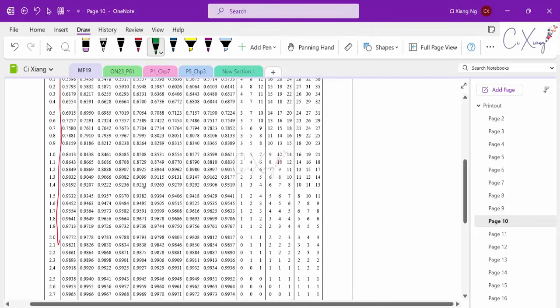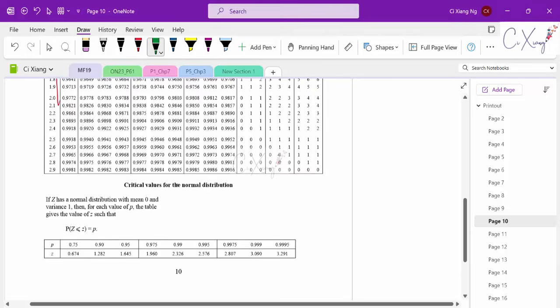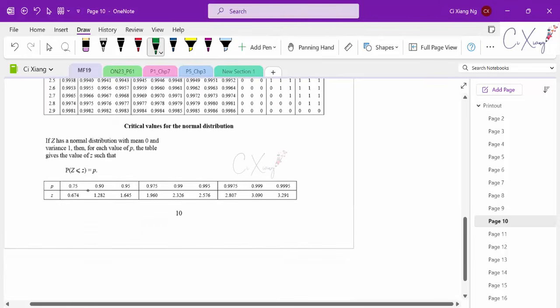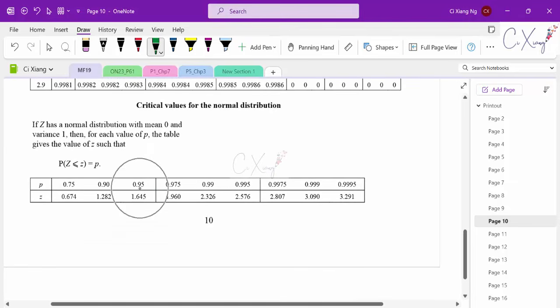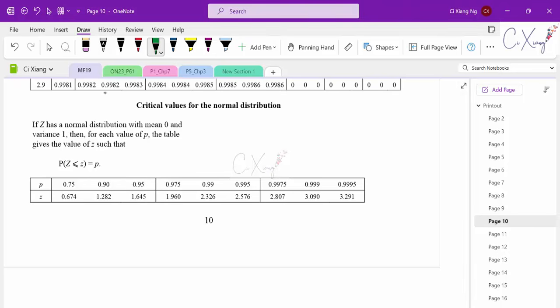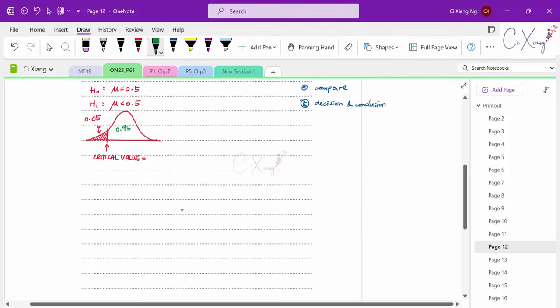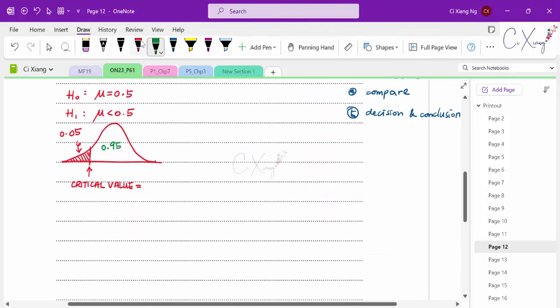So you can find out 0.95 from this part, or to save our time, you actually can use a shortcut table here. So can you see that the probability equals 0.95 and the value of Z is 1.645. Come back to our solution. So this critical value is 1.645.